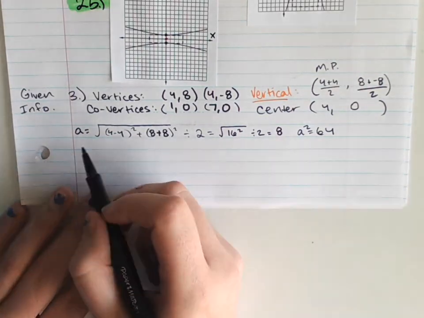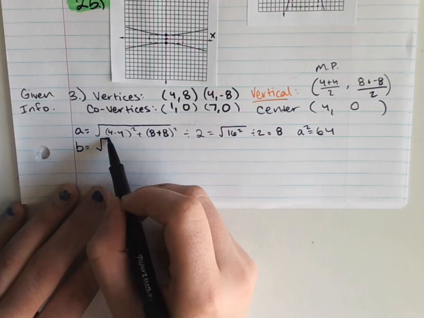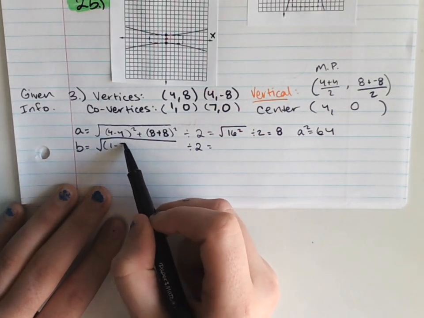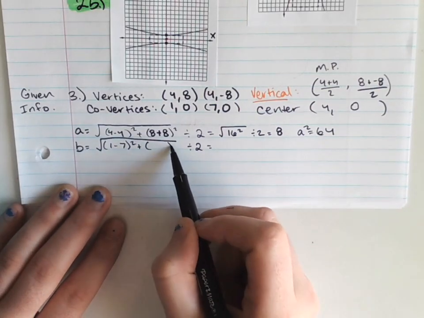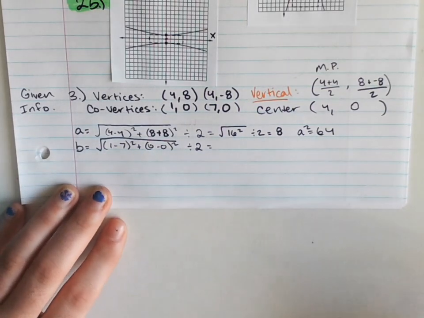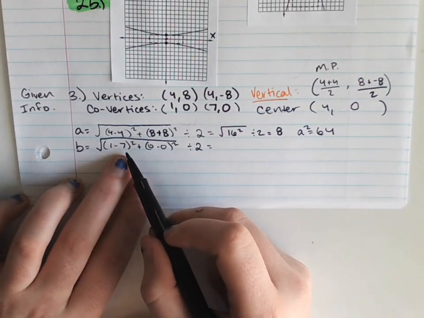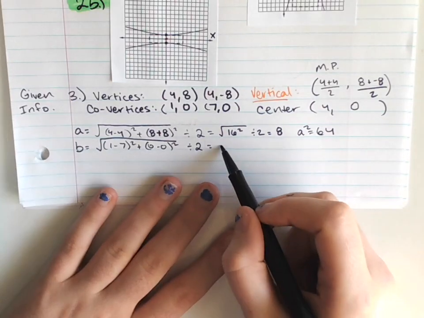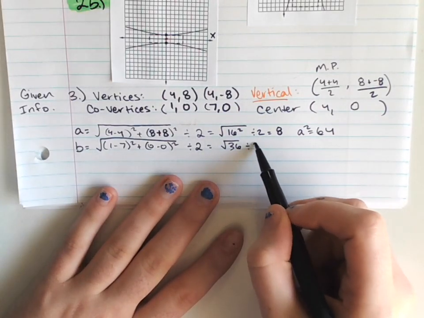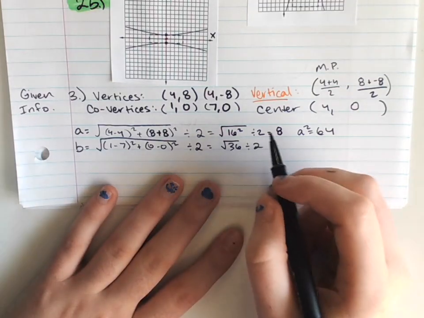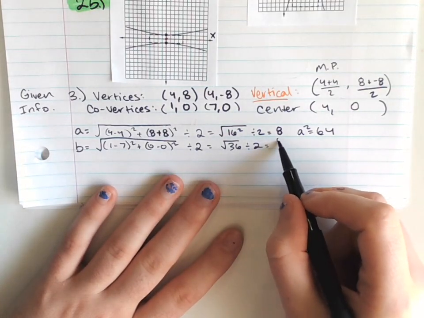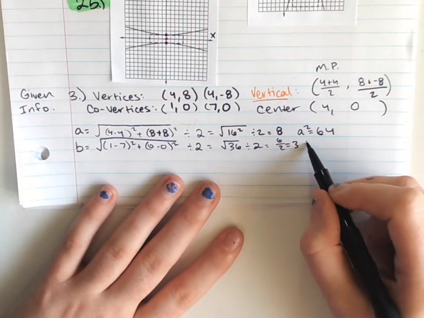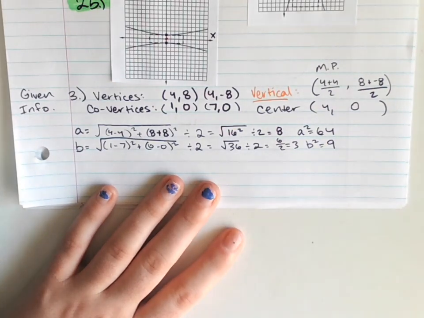Now our co-vertices are going to do the same thing, but with b. We'll have 1 take away 7 squared. 0 minus 0 squared is just going to be 0. 1 minus 7 is -6 squared. So -6 squared is 36. We have the square root of 36, divided by 2, which is 6 over 2, which is 3. So if b is 3, b squared is 9.